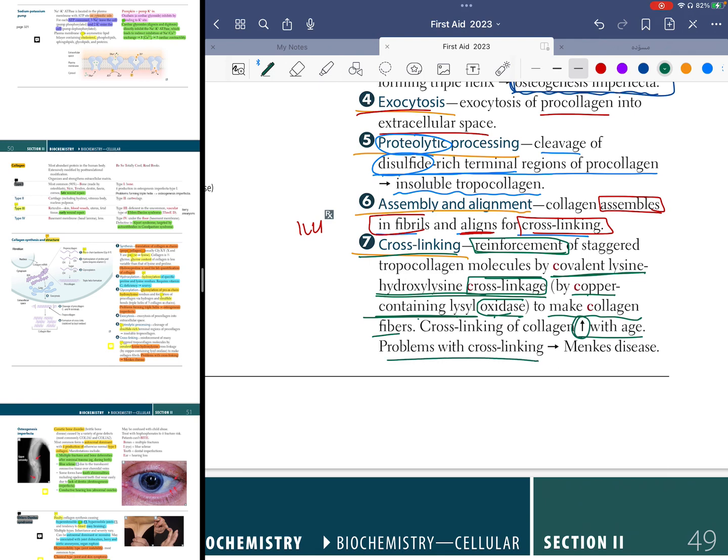And problems with cross-linking, just like Menkes disease. If we do have a problem with the last step, that is the covalent lysine hydroxylysine cross-linking, then it's Menkes disease. It's a problem with the collagen.